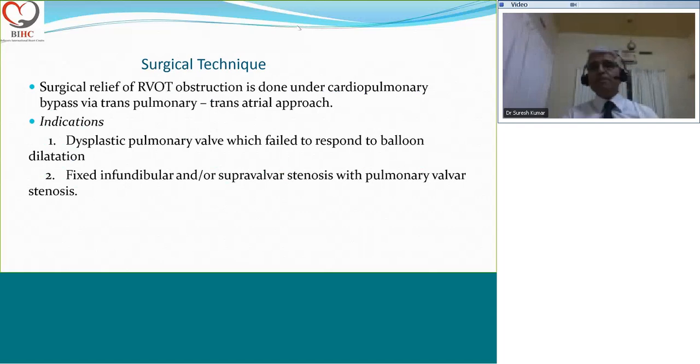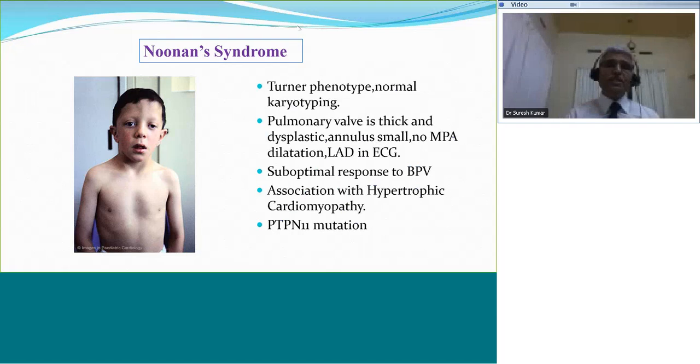Let's make some reference to Noonan. You know that Noonan has the Turner phenotype as you see here, and the karyotyping is normal. The pulmonary valve in Noonan is thick and dysplastic. The annulus is small. There is no poststenotic dilatation. The ECG frequently shows left axis deviation. There is a suboptimal response to balloon pulmonary valvotomy. At times it may not respond at all.